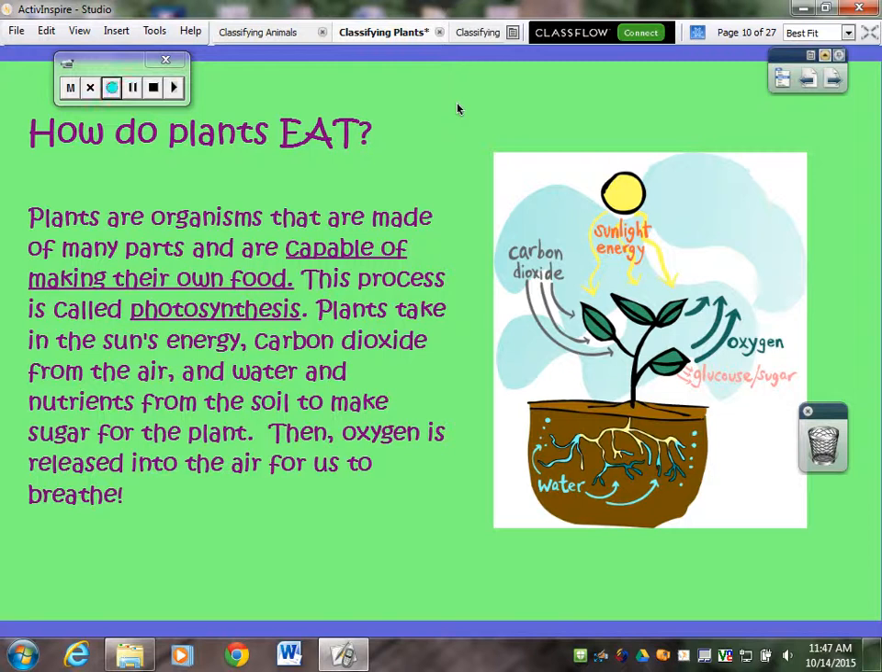So pretty much, even though plants maybe aren't as exciting as some of the animals that we learned about, without plants, there would be no animals, there would be no us, there would be no humans, there would be no life at all on Earth. So plants are super duper important. Right. So that kind of sums up everything that we talked about with plants.